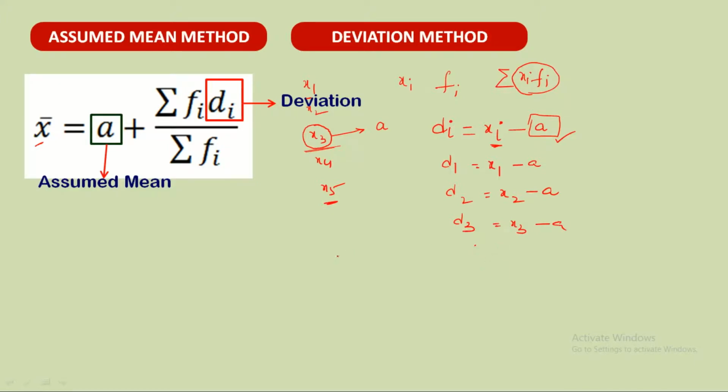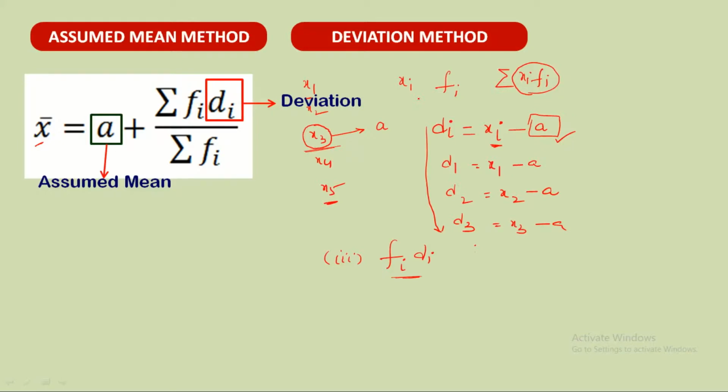And the third and final step in the assumed mean method is finding the product of fi and di. Since we have reduced the values to a small extent, our multiplication will be much easier than in the earlier method, that is, the direct method. So this is all about the assumed mean method or deviation method.